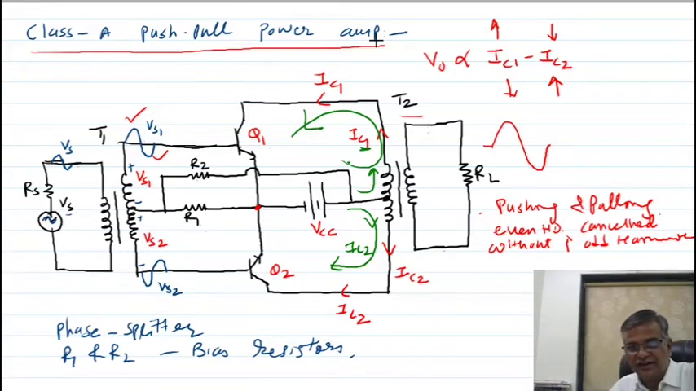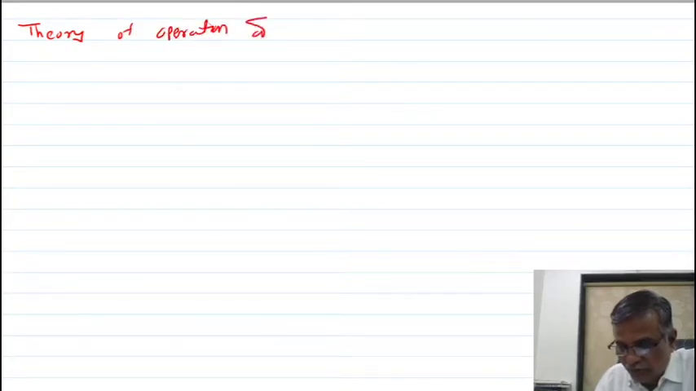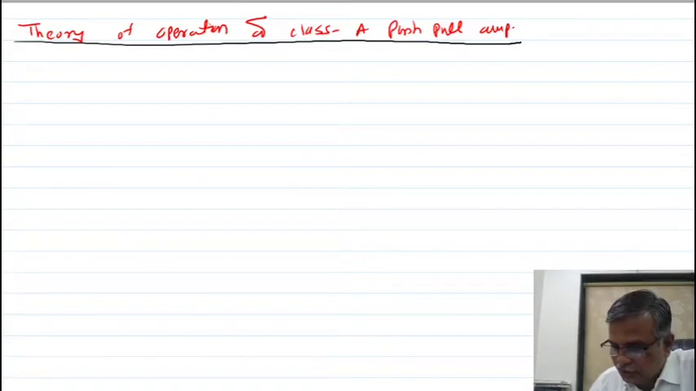Now, you may have questions, sir, here you have written harmonic distortion is cancelled. How is it cancelled? So let us do it mathematically. So the next topic I am discussing is the theory of operation of class A push-pull amplifier. Theory of operation means, let us see mathematically how the harmonic distortion is cancelled.